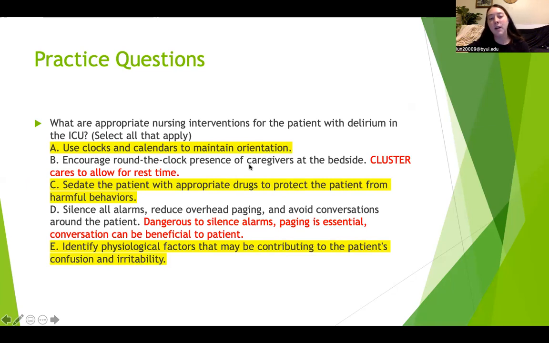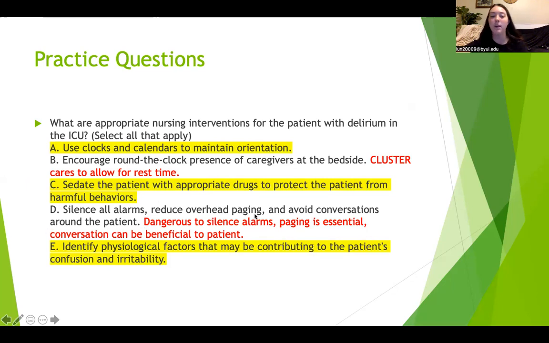B, encourage round-the-clock presence of caregivers at the bedside. Round the clock would increase stimulation. We don't want to do that. We want to cluster cares to allow for rest time. C is sedate the patient with appropriate drugs to protect the patient from harmful behaviors. Again, you might be tempted not to click it because it seems really invasive, but for the ICU, it is appropriate. D, silence all alarms, reduce overhead paging, and avoid conversations around the patient.